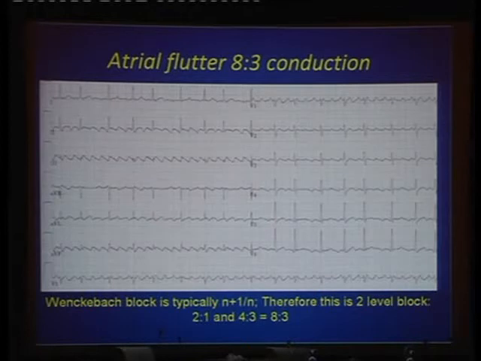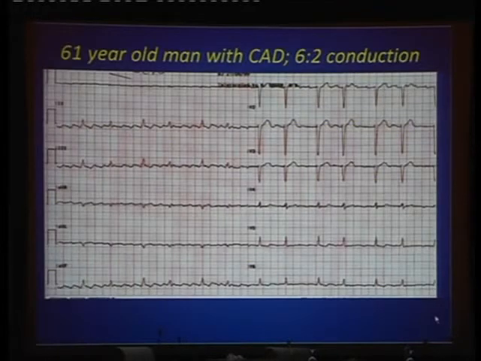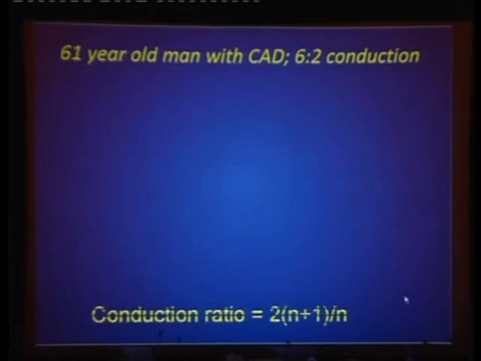This is not random. This is not variable conduction. This is 2-level block. Does anyone care? Well, I do. It's fun to think of this. It's fun to sit with your residents and your fellows and show them this ECG. Here's another one. Here's a 6 to 2. Same thing. 1, 2, pause, 1, 2, pause, 1, 2. This is 2 to 1, 3 to 2. This is atrial flutter with bi-level block.